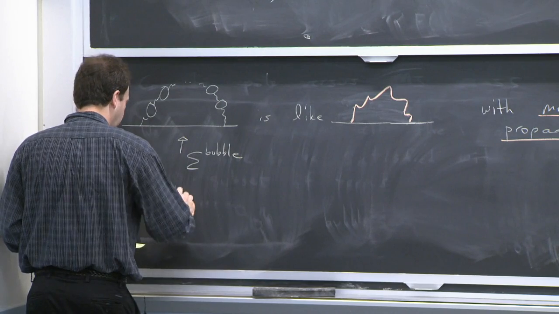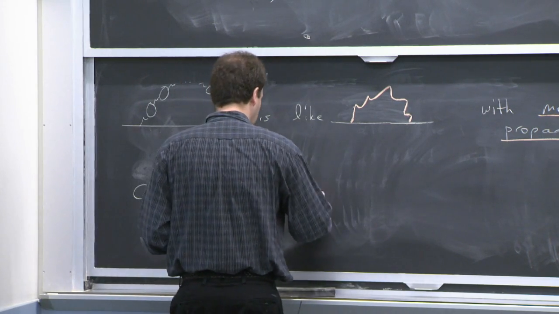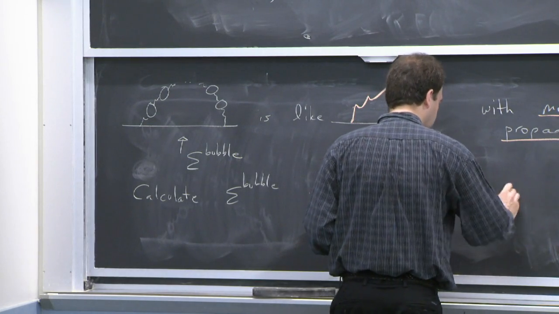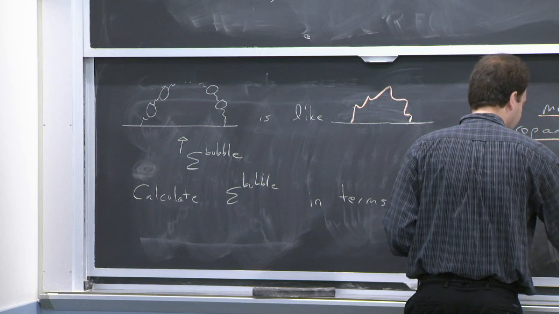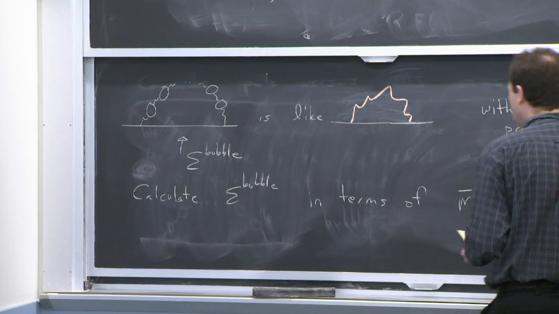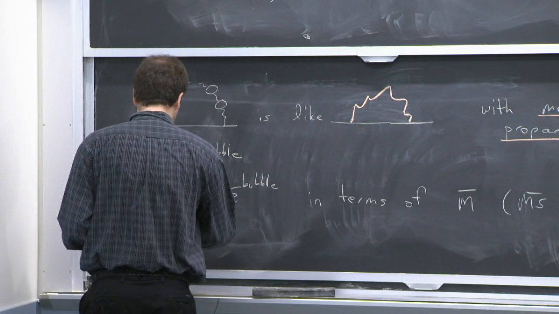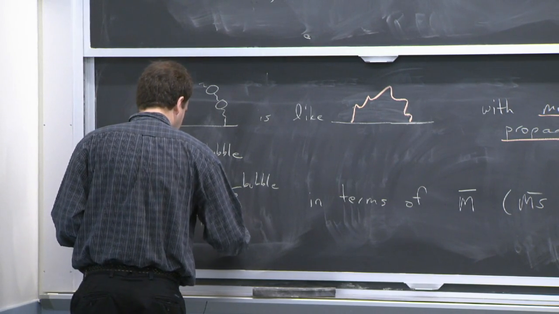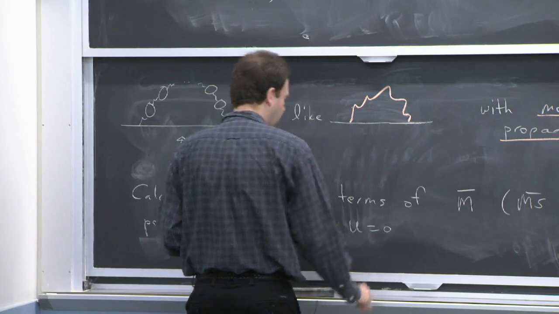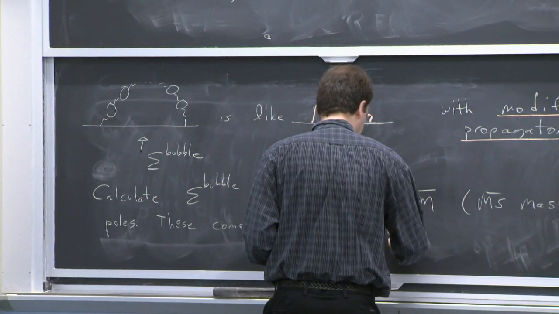And let's think about calculating it in terms of the MS bar mass. And then we also cancel any 1 over epsilon poles, which we're not really interested in here. The 1 over epsilon poles actually come from, if we think about what happened with the variables, they come from the case u equals 0, which is the log divergent piece.